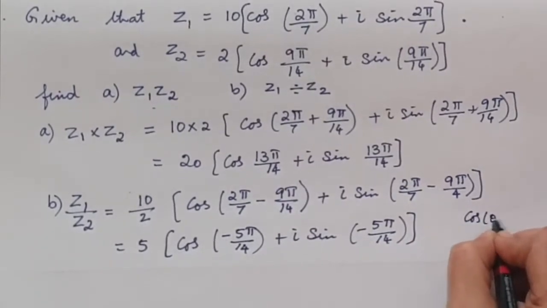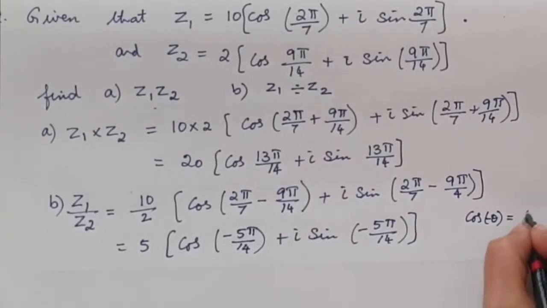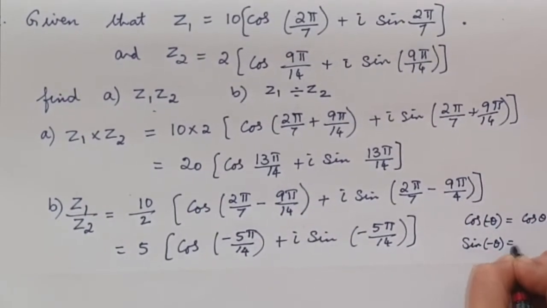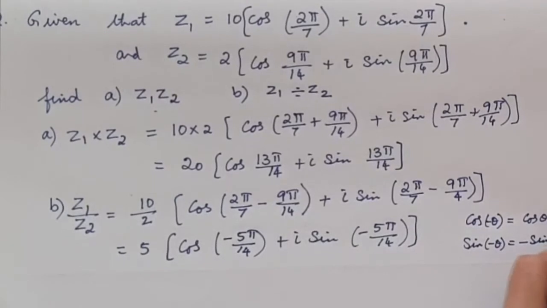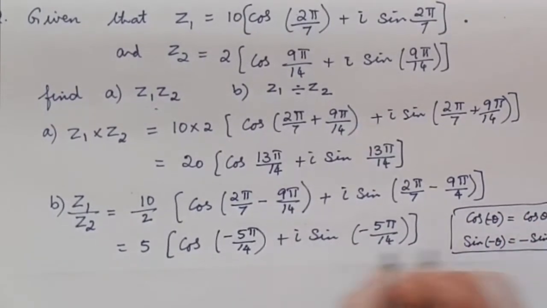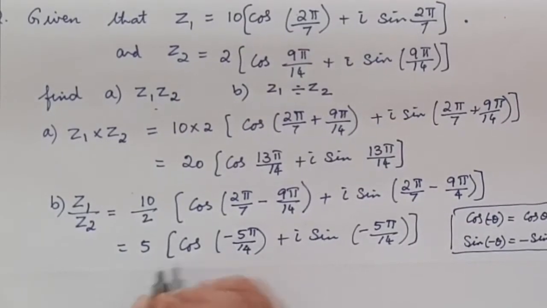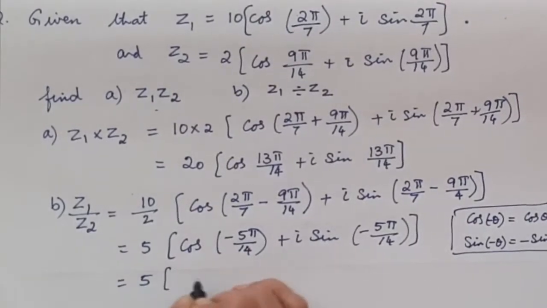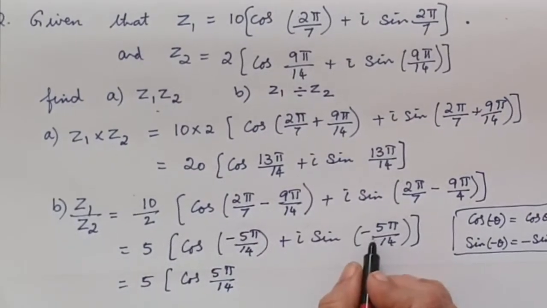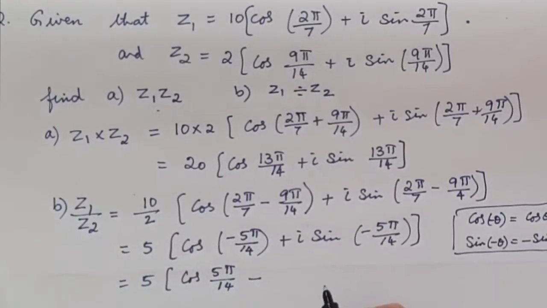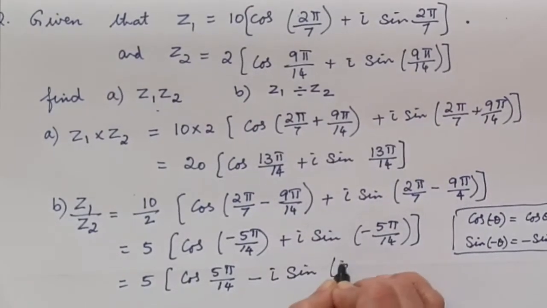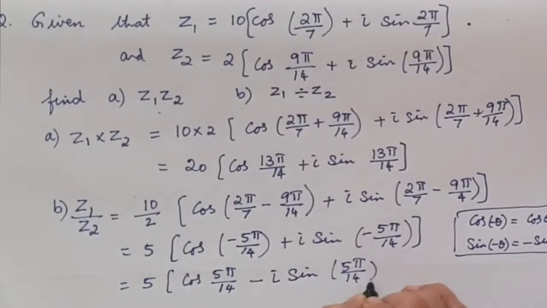Cos of minus theta will be equal to cos theta, but sin of minus theta will be equal to minus sin theta. So using this, cos of minus will give us only a positive answer. So it is cos 5 pi by 14, and this one will give minus. So we take the minus in front. So I sin 5 pi over 14.